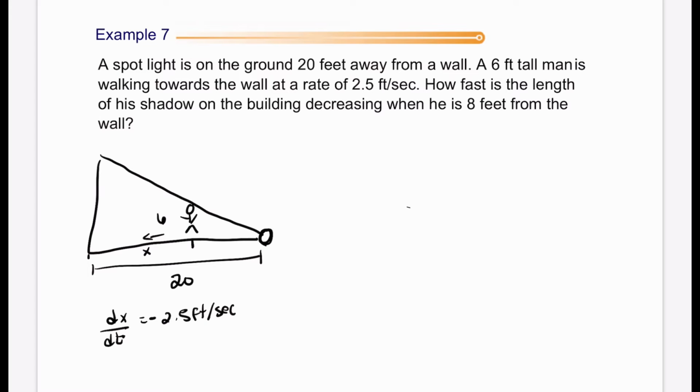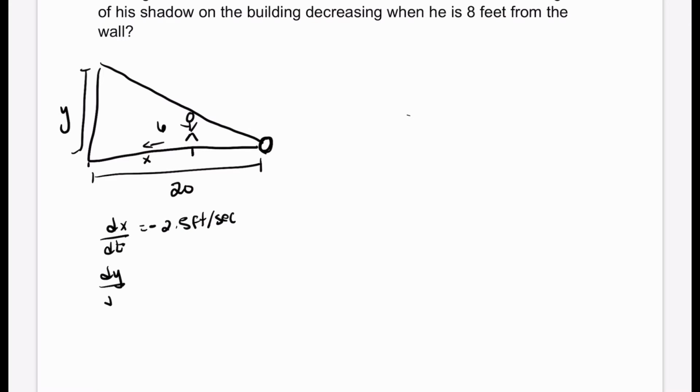The next part of the question says, how fast is the length of his shadow on the building decreasing when he is 8 feet from the wall? So I'm going to call my shadow length y. dy over dt is our unknown in this case. This is what we're solving for. It also tells us that we're looking for it at an instantaneous time when the man is 8 feet from the wall. So that means for our instantaneous time, x is going to be equal to 8.